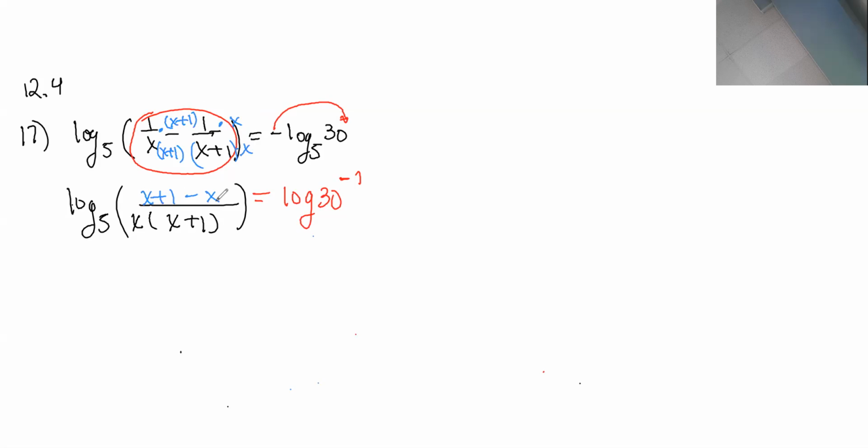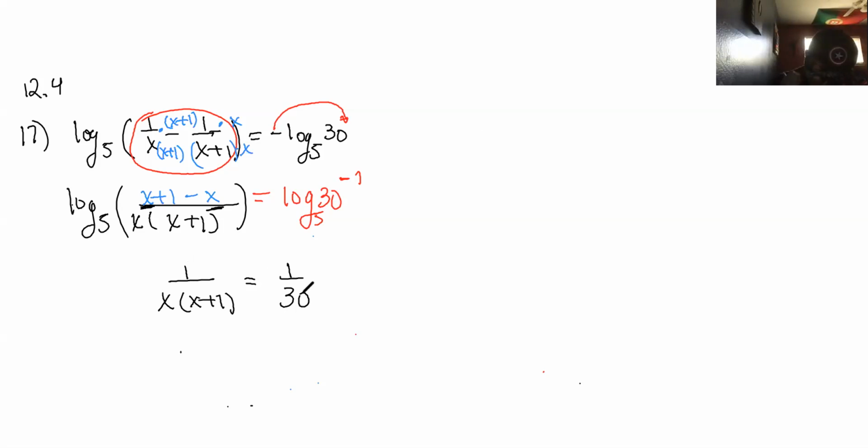All right. Now that there's a single log on each side, and they both have the same base, I'm going to drop the logs and combine like terms. X and negative X undo each other, so I'm left with 1 over X times X plus 1 equals 1 over 30. Do you guys see how I got 1 over 30? Yeah.